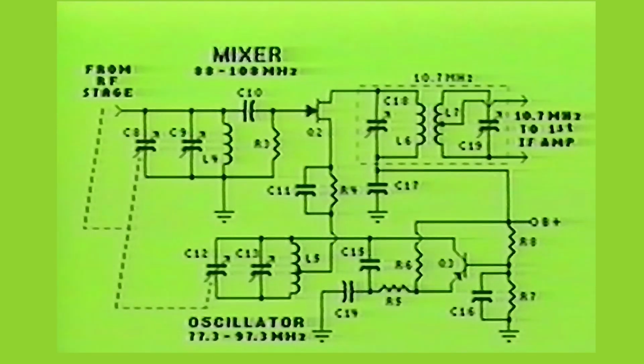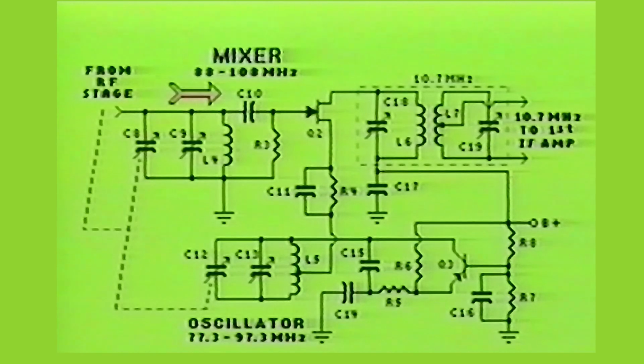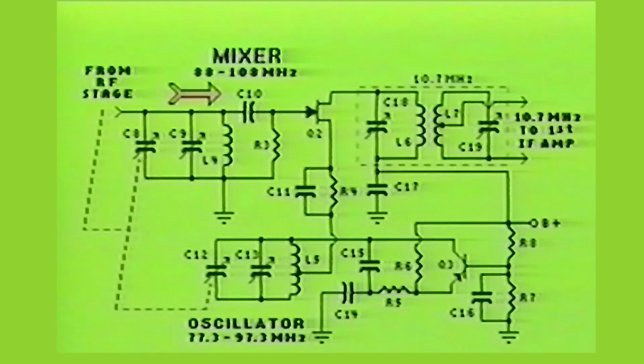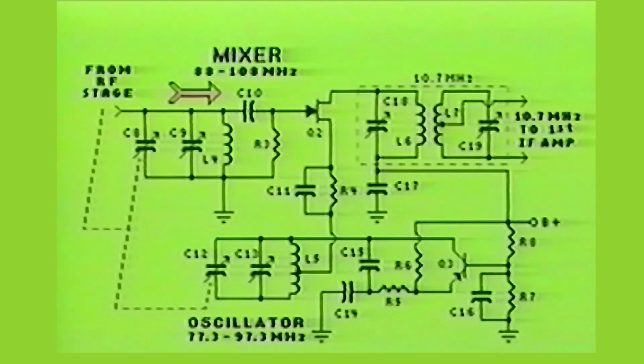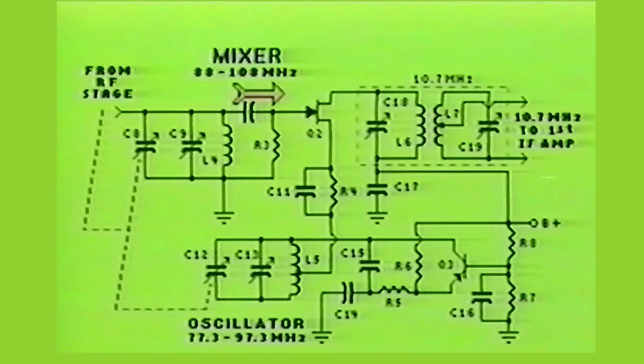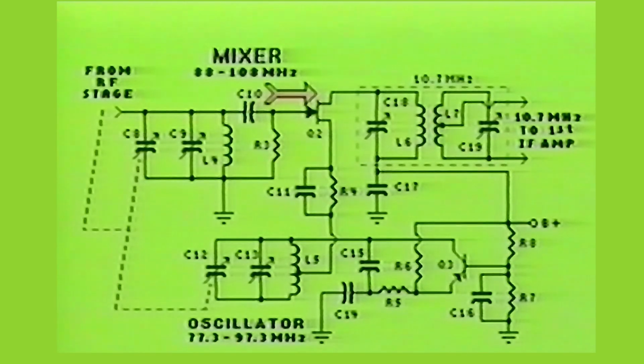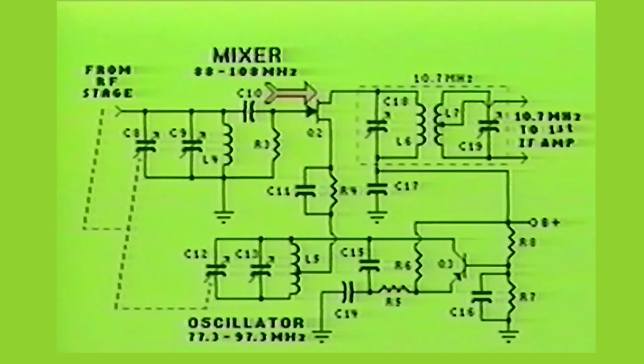The selected signal from the RF amplifier stage is fed into the parallel resonant tank circuit, which consists of capacitors C8, C9, and inductor L4. The incoming signal then feeds through coupling capacitor C10 and into the gate of the junction field effect transistor. This signal may range from 88 MHz to 108 MHz, the entire FM broadcast bandwidth.